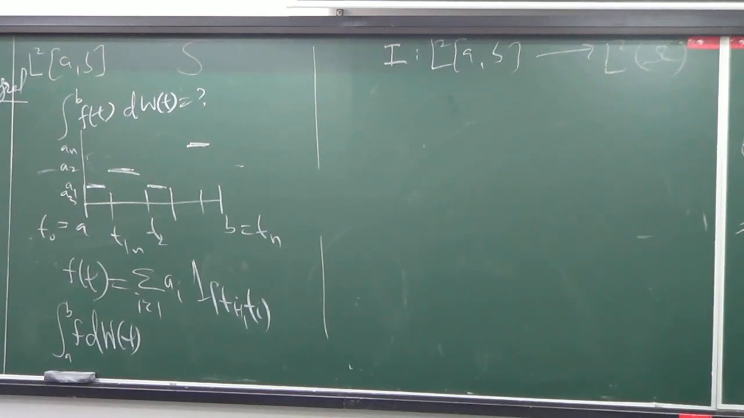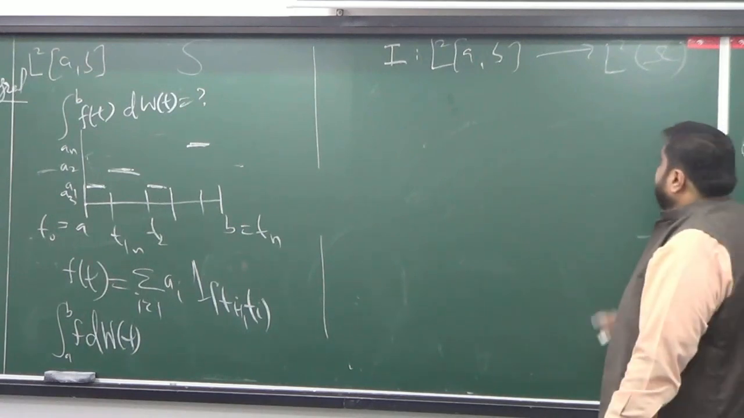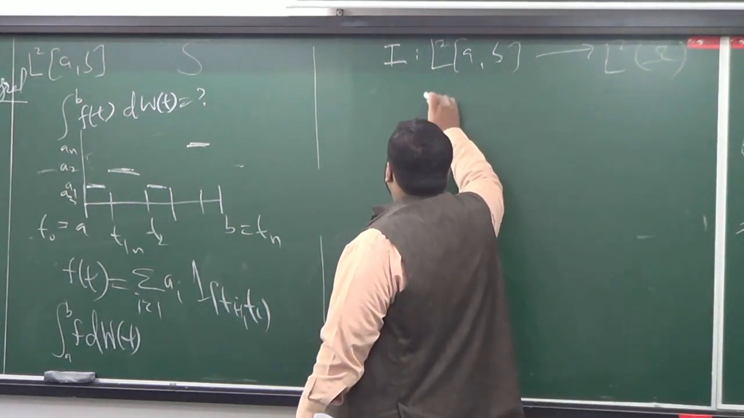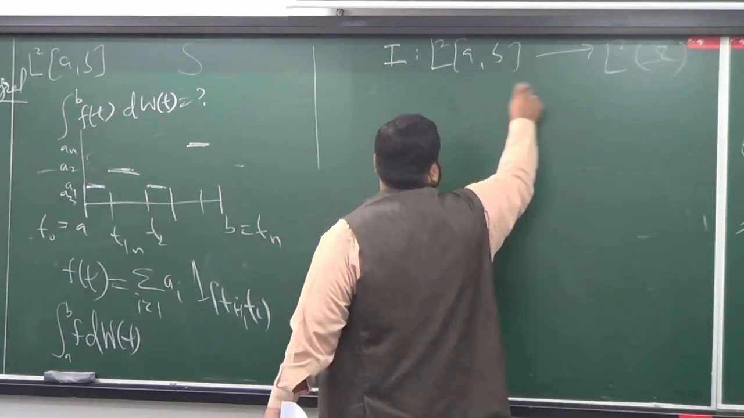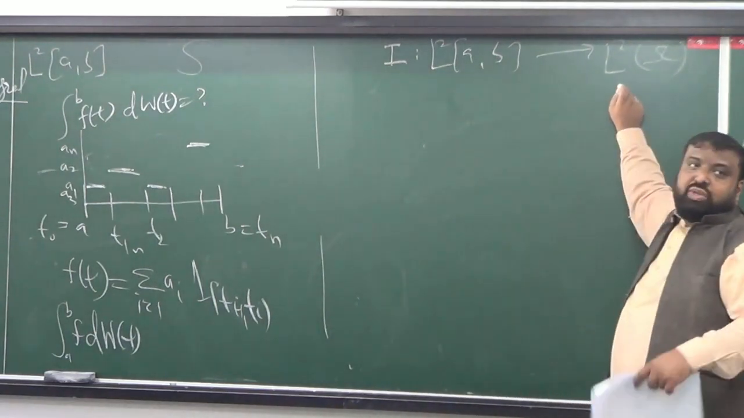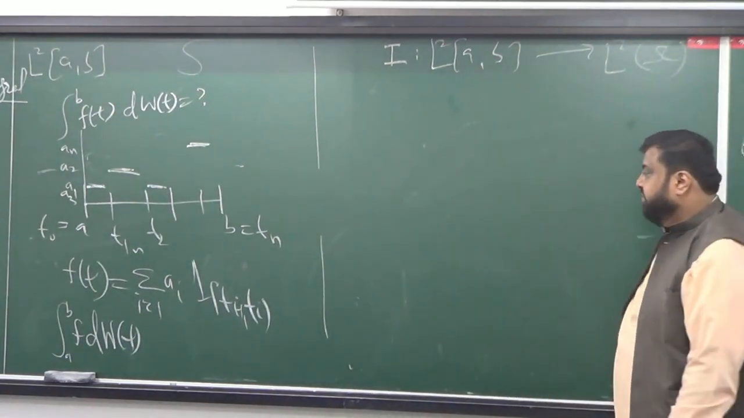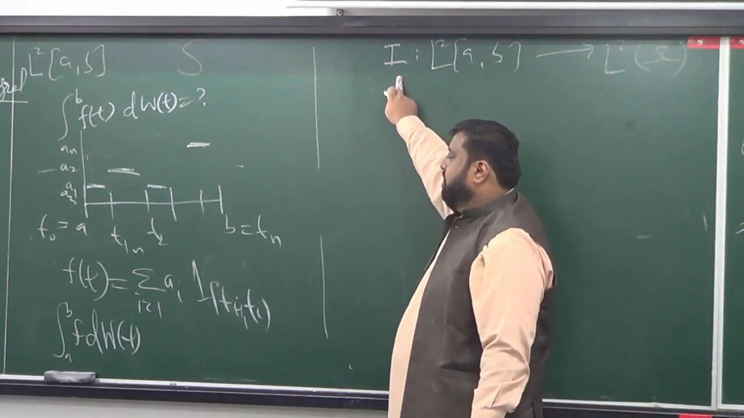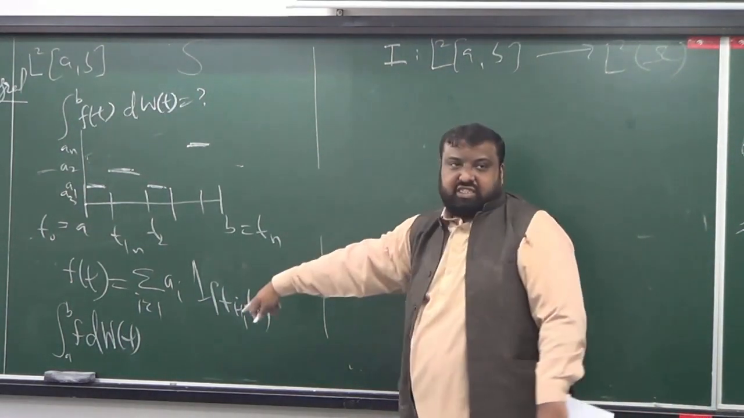We don't have deterministic things, but it's a space of random variables. So what is the norm here? The L2 norm, so it's a 2-norm, and we define it through expectations. So I would like to first define this I over such a step function.